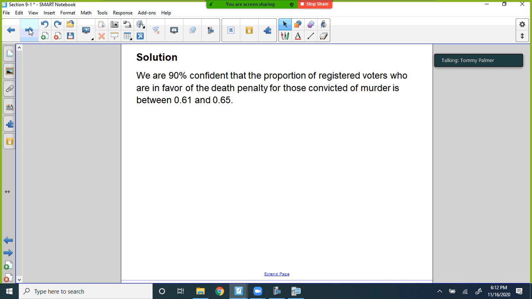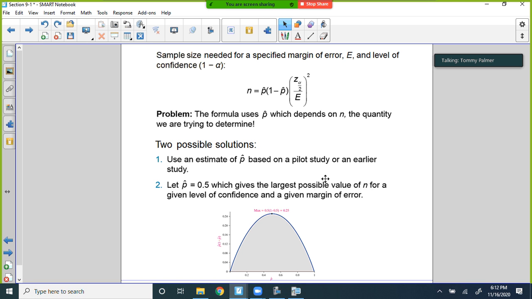Yep. Sweet. Now, sample size needed for a specified margin of error, E, and a level of confidence. The formula uses p-hat, which depends on n, the quantity we're trying to determine. 2 possible solutions. Use an estimate of p based on a pilot study or earlier study, right? N is the number of things that you want for a sample, right? Or let p equal 0.5, which gives the largest possible value of n for a given level of confidence and a given margin of error.